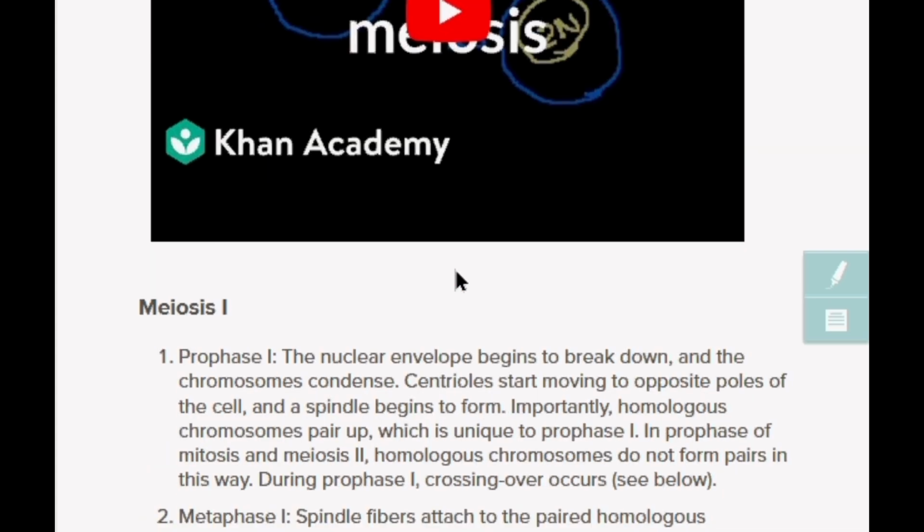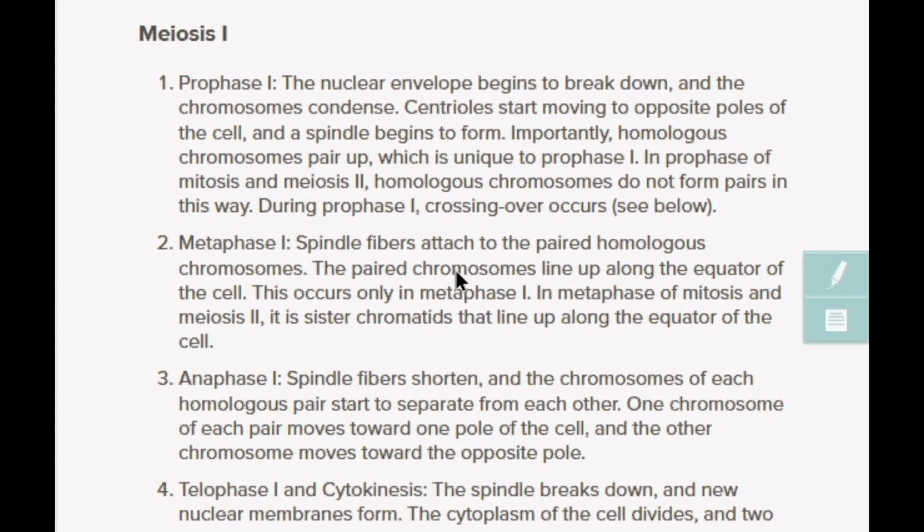Meiosis I. Prophase I: the nuclear envelope begins to break down, and the chromosomes condense. Centrioles start moving to opposite poles of the cell, and a spindle begins to form. Importantly, homologous chromosomes pair up, which is unique to prophase I. In prophase of mitosis and meiosis II, homologous chromosomes do not form pairs in this way. During prophase I, crossing over occurs, see below.